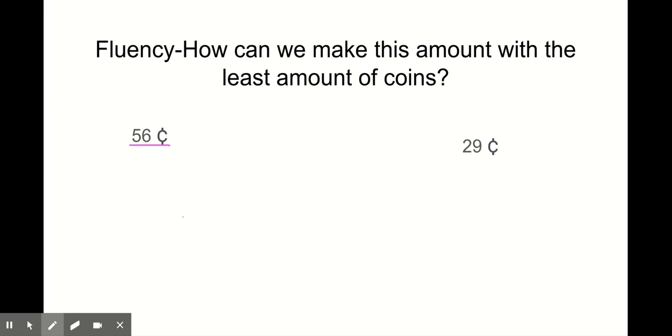Quarters are the coins with the largest value. So let's see if we can make 56 cents using mostly quarters. 1 quarter is worth 25 cents. Another quarter is worth 50 cents. 25 and 25 is 50. So we got our tens place. How can we get to 6 ones?